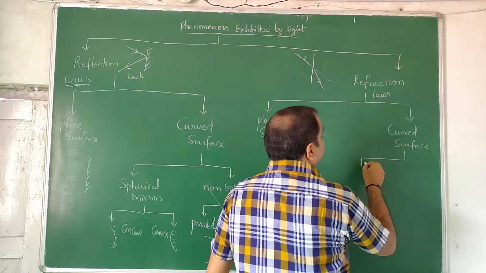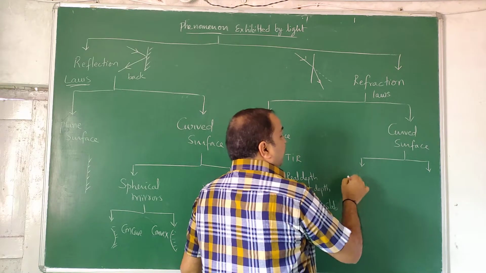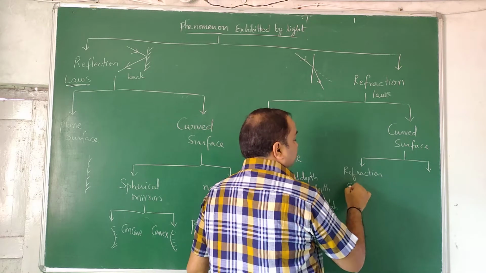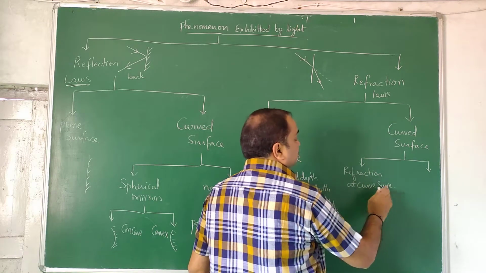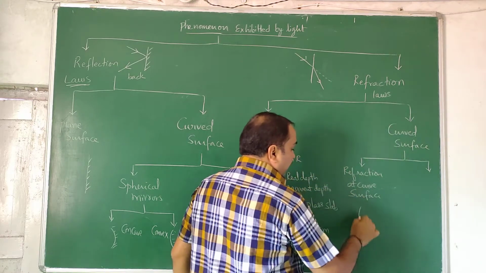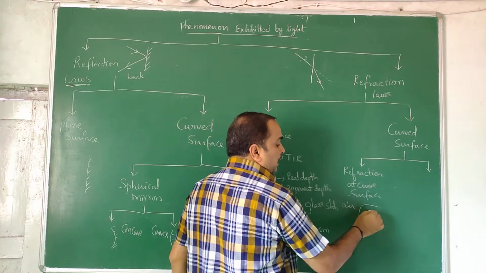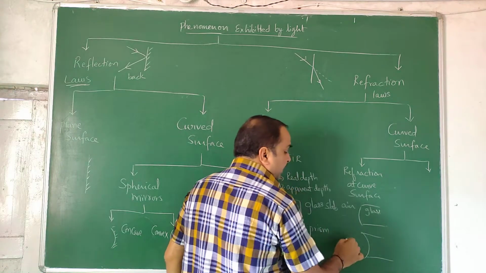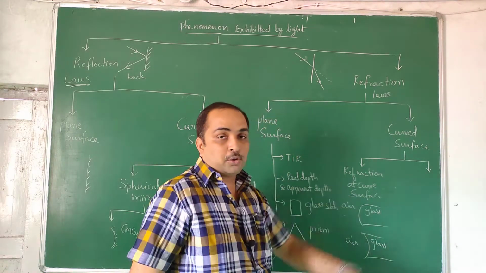Next, curved surfaces. In this we have refraction at curved surface, where you have one medium here, light can go from here to here, air to glass, or again the surface may be like this, air to glass, but it will not come out.